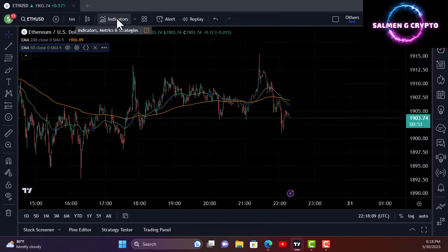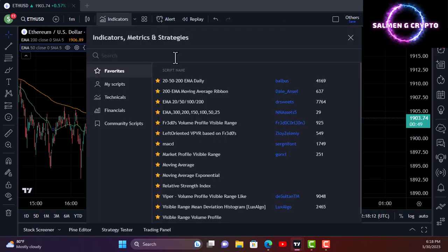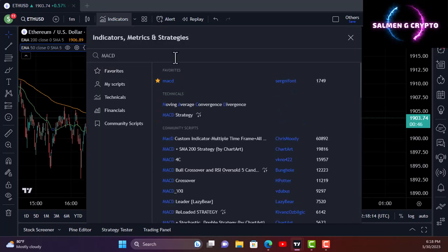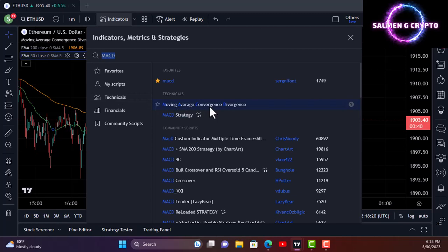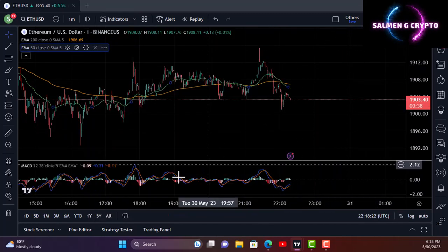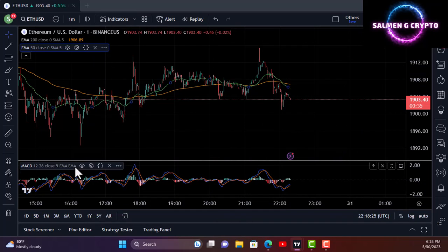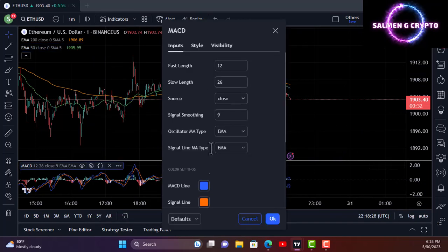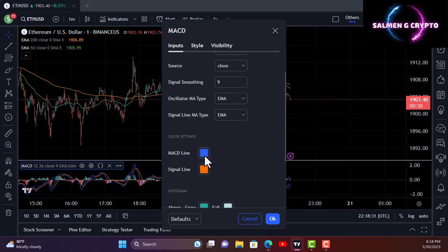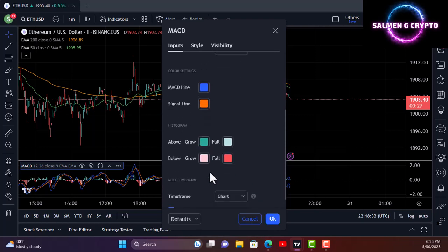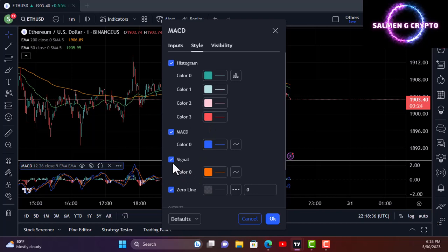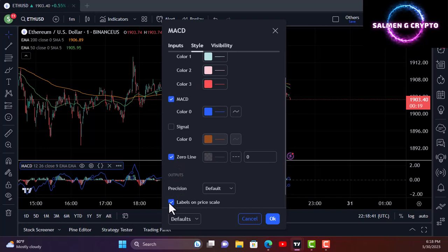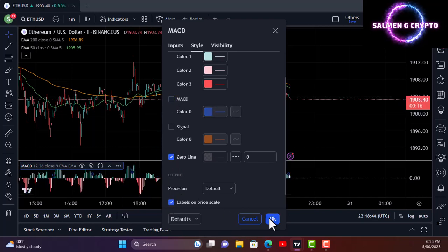The last requirement is the MACD. So you come to the indicators in TradingView, you type MACD and choose the moving average convergence divergence. Click on it. It is going to show you the MACD. So click on the configuration, and we don't need the MACD line. Where is it? So we don't need the signal, and we don't need the MACD. So we are just going to use the histogram.